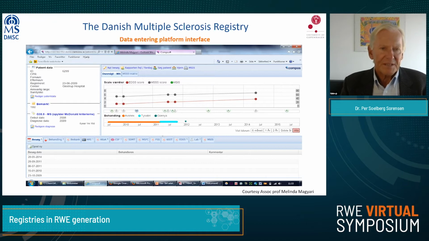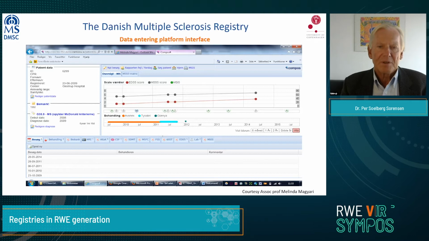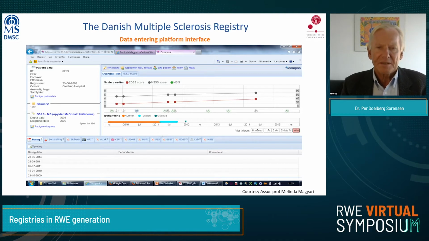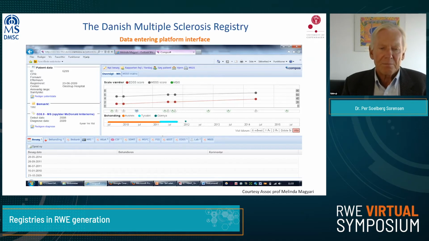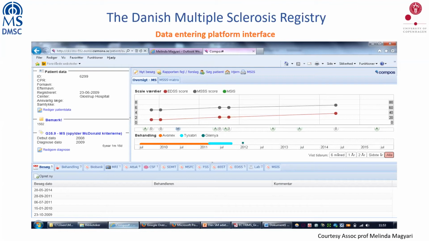We have data on the patients, we have the onset of symptoms, diagnosed date, the duration of all different disease-modifying therapies, data on each relapse, on EDSS score at each outpatient clinic visit, the MSIS score, and it's also possible, but not mandatory, to store data on MRI, CSF, the SDMT, MSFC, and so forth. And this is done online at each outpatient clinic for each patient.